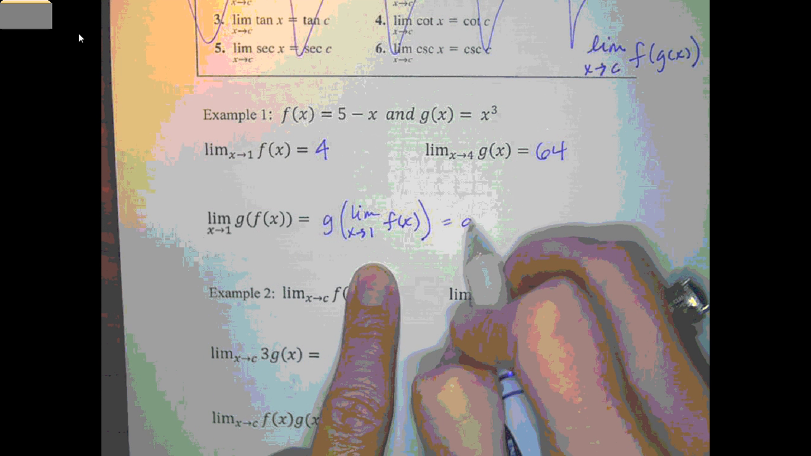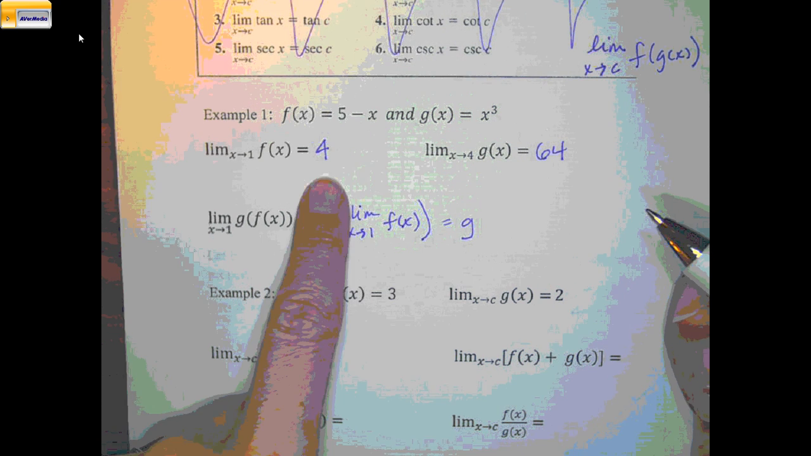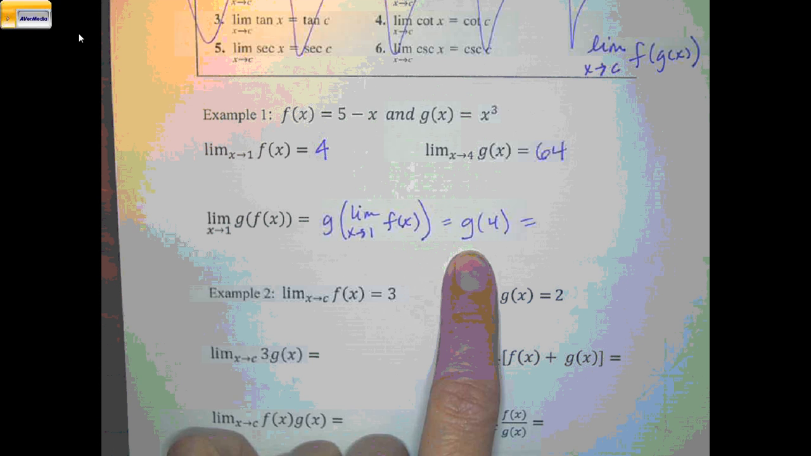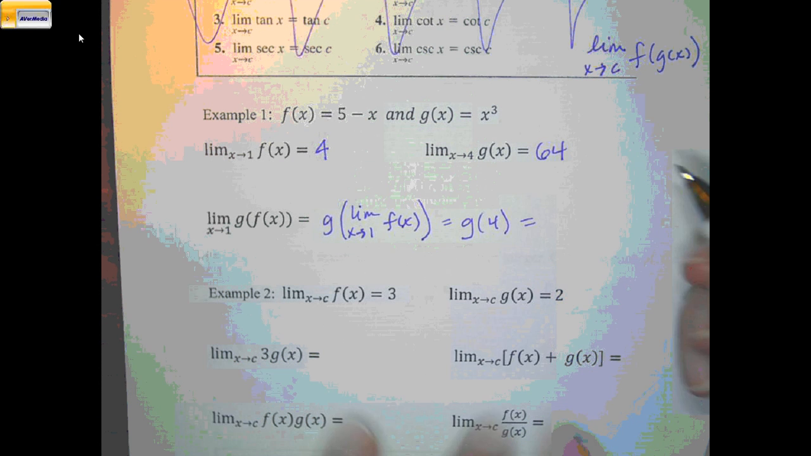Well, the limit of f of x as x approaches 1, we solved it. It was 4. So now I just have to figure out g at 4. And g at 4 is 64.